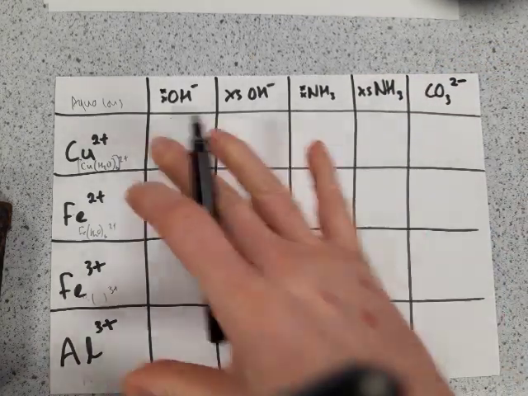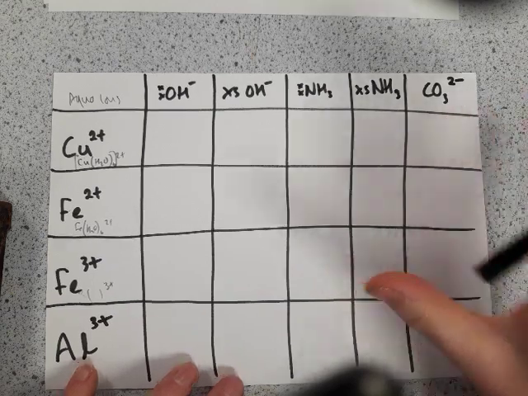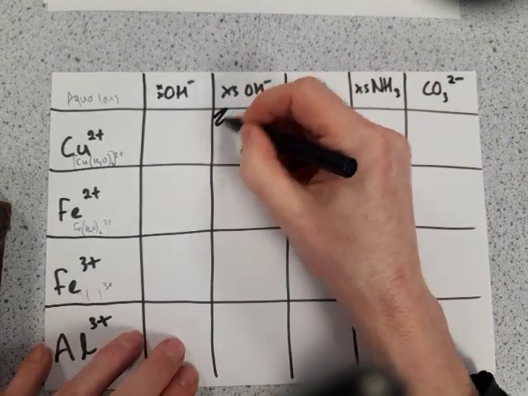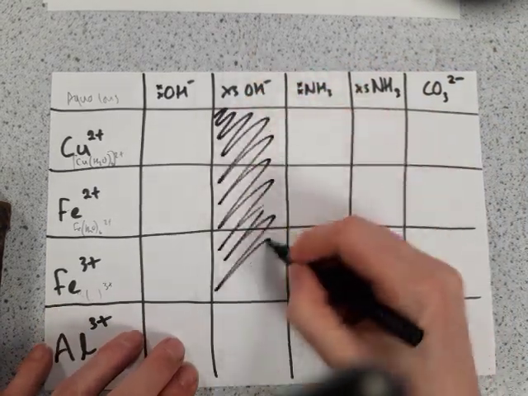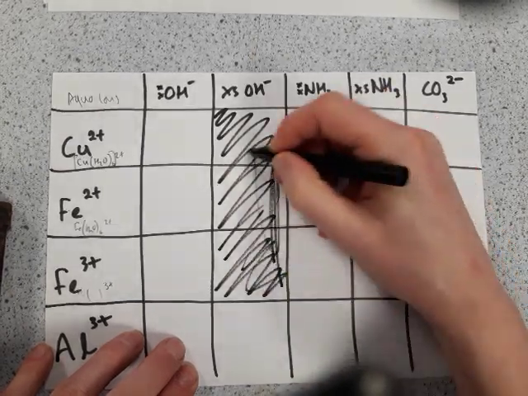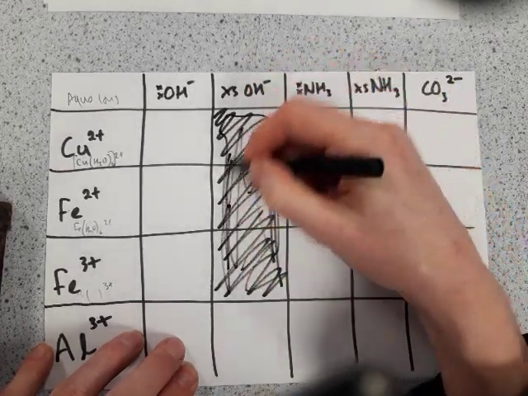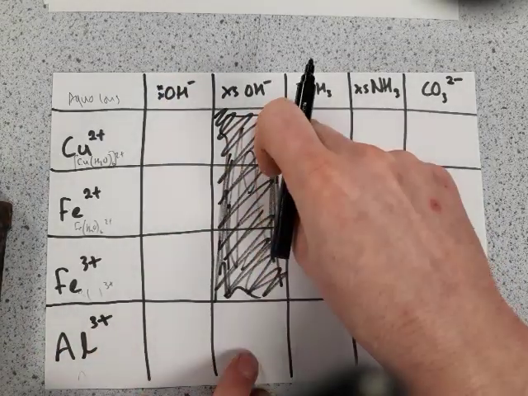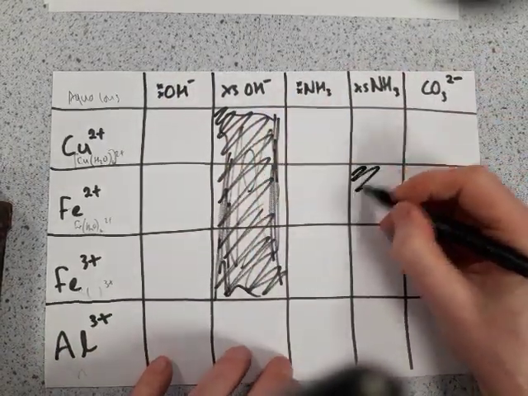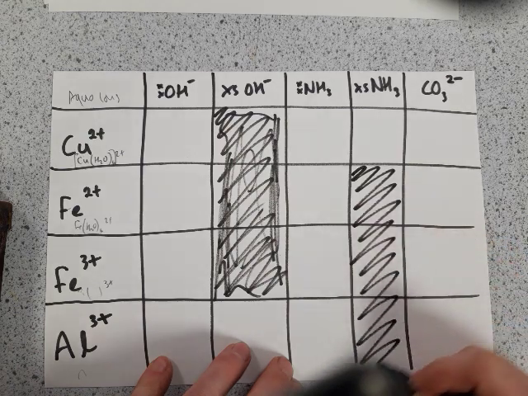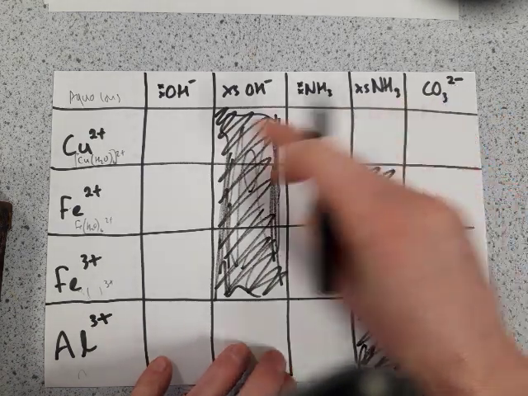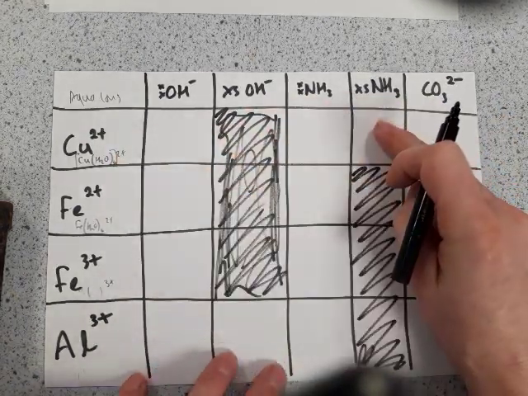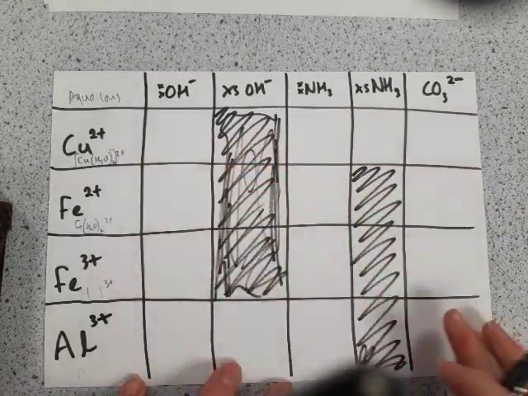Alright, at the minute it looks like you've got tons and tons of things to learn. However, shortcut. Using this diagram, writing the diagram as Cu, Fe, Fe, Al, you realise that only aluminium 3+ will react with excess OH-, and only copper 2+ will react with excess NH3.